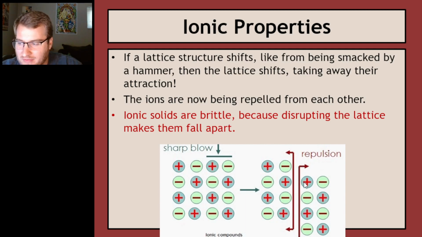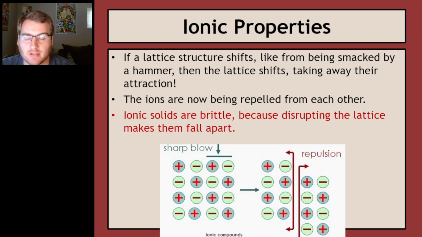Because now I shift this down 1, the positives are next to each other, these negatives are next to each other, these positives are next to each other, and that's all bad. Those things are going to repel each other a lot. And because of that, ionic structures are brittle, meaning if you smack them with a hammer, they're going to break all apart, right? Because if you're able to give a sharp blow to the lattice structure and shift it even by 1 atom or by more atoms, then the whole thing is going to break apart.